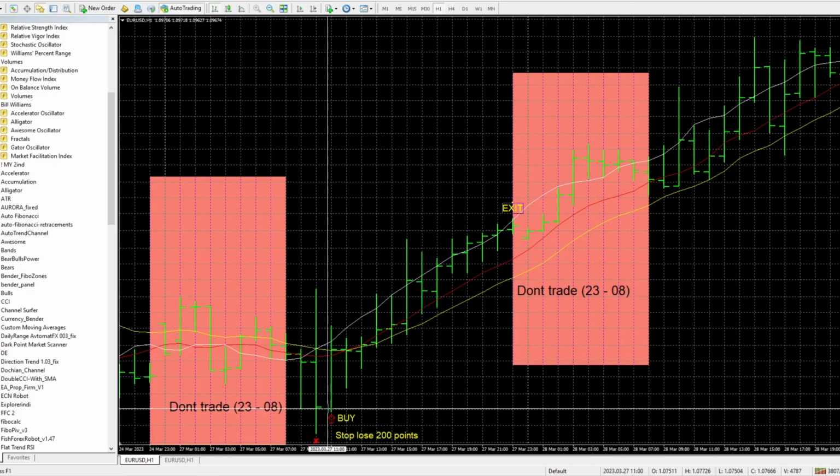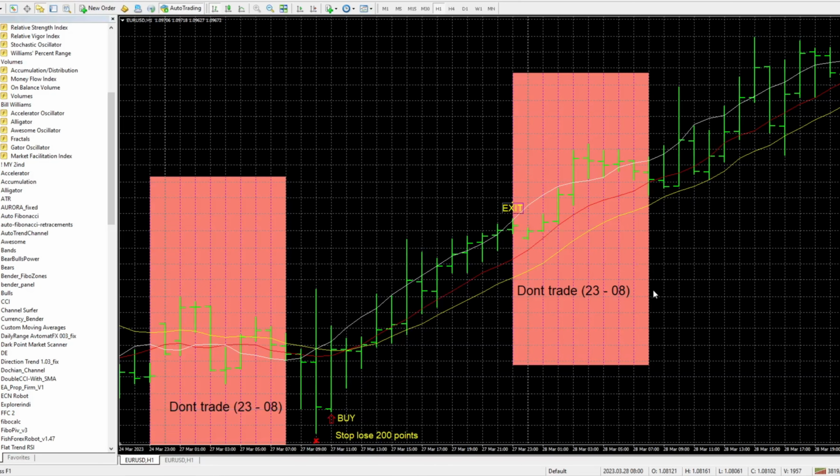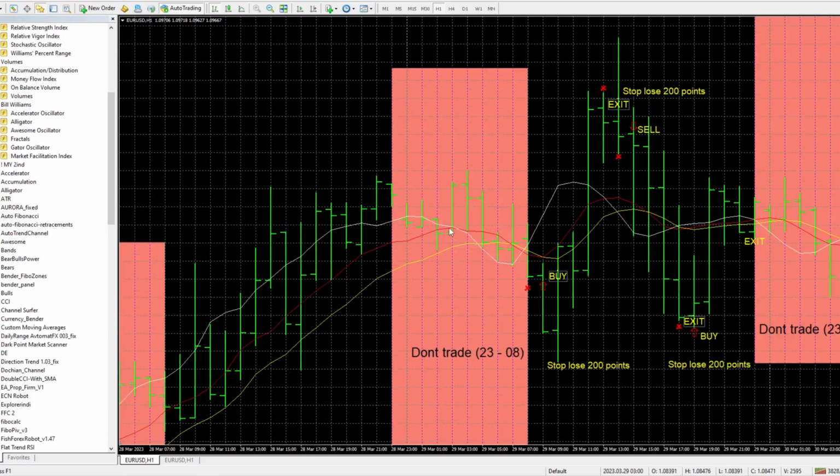Let's see how many points of profit we get. Now let's move on to the next trade. I'm passing on it because the trade here coincides with 23 to 8.